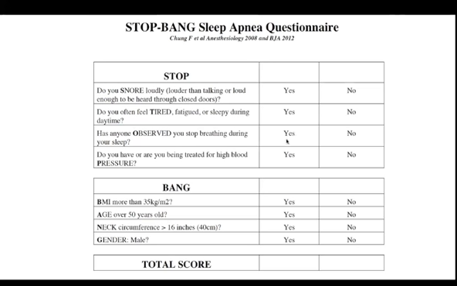You'd have to ask them what their partner thinks. And then, do you or have you been treated for high blood pressure? Is your BMI more than 35? That's very high, right? Obese is 30. So this is higher than obese. Age over 50, neck circumference greater than 16 inches, and are they male?